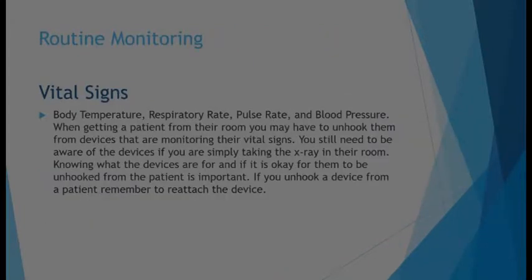Routine monitoring includes vital signs: body temperature, respiratory rate, pulse rate, and blood pressure. When getting a patient from their room, you may have to unhook them from the devices that are monitoring their vital signs. You still need to be aware of the devices if you are simply taking the X-ray in the room. Knowing what the devices are for and if it is okay for them to be unhooked from the patient is important. If you unhook a device from a patient, remember to reattach the device.